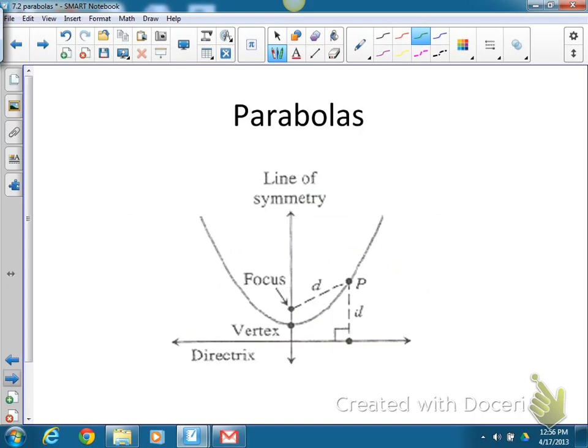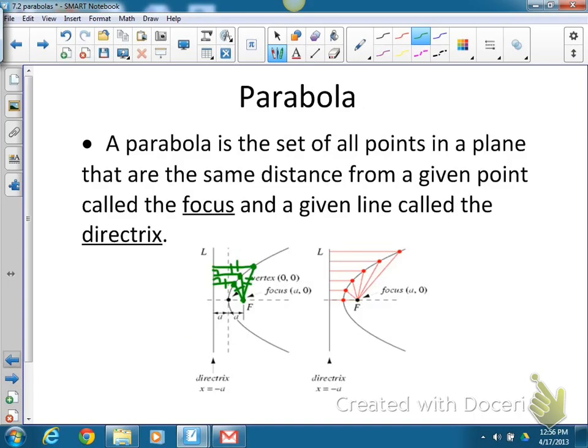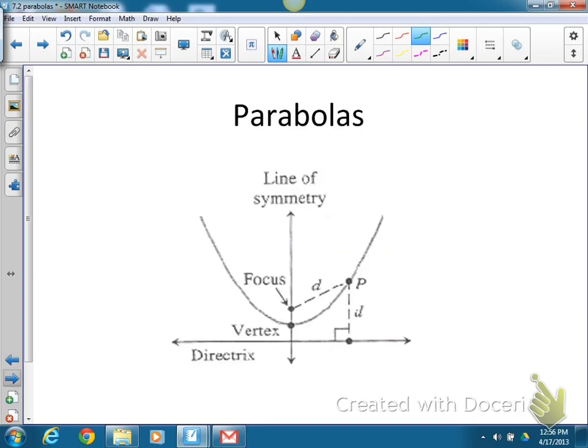Here's another representation of them. You can see that in the previous slide we had a parabola open to the right, and in this slide we have a parabola open up. Same definition, from the focus to any point on the parabola, or straight down to the directrix, perpendicular, those would have the same distance.